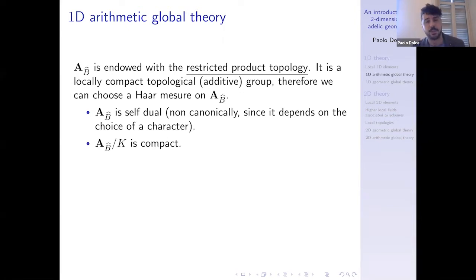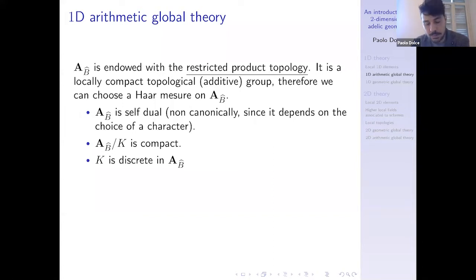The second topological property of adeles is that clearly we can embed the number field inside the adeles with the diagonal embedding. So we can see K as a subring of the ring of adeles. We can take the quotient, and the quotient is actually compact. And moreover, the field K is discrete inside the adeles. So these are basically the three most important topological properties of adeles.